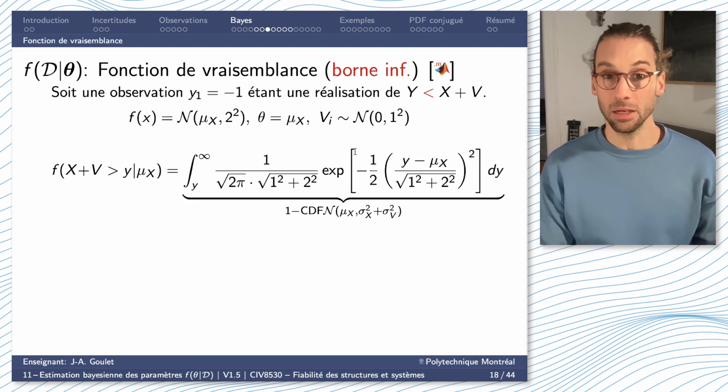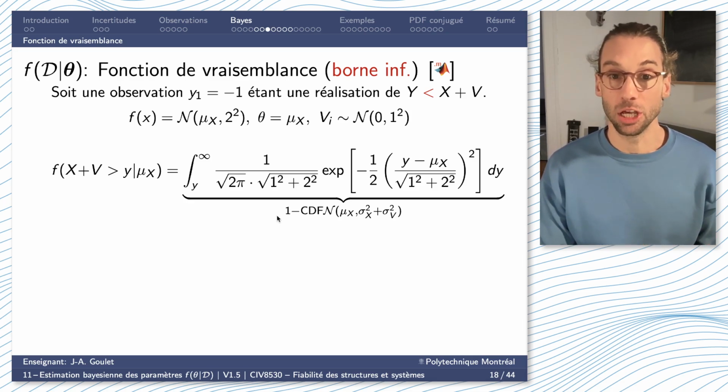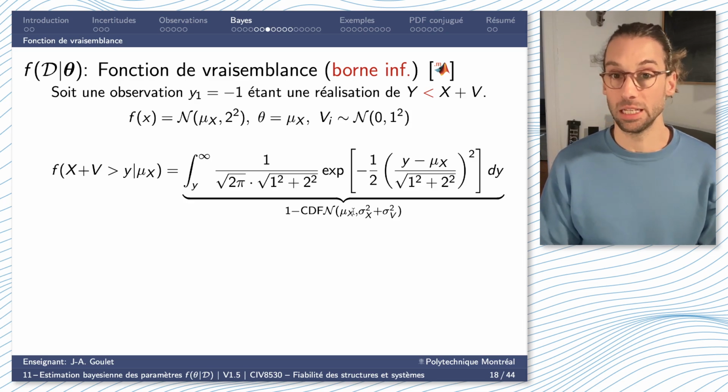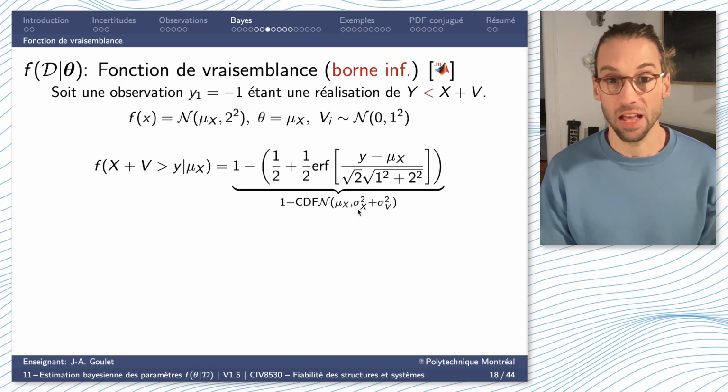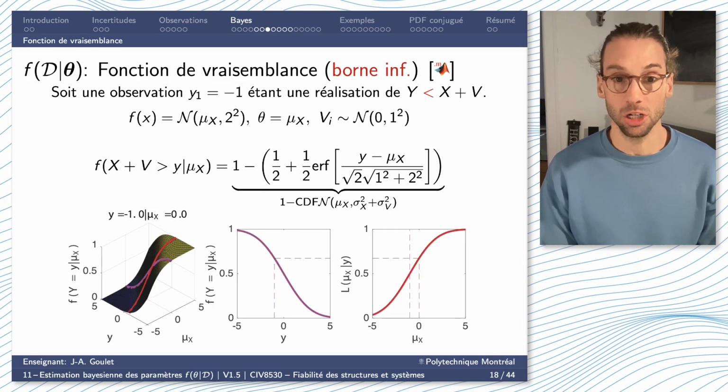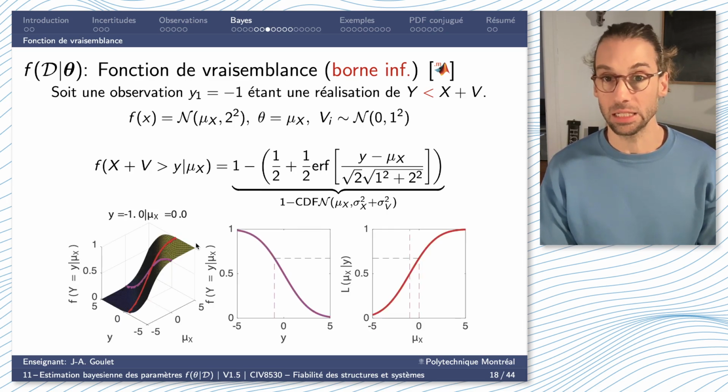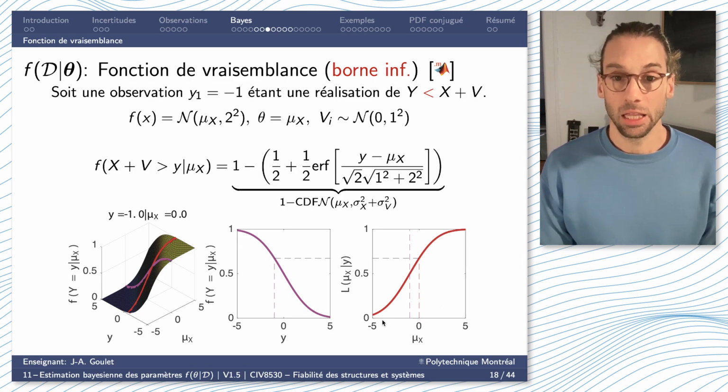Now my likelihood is characterized by the complement of the CDF. That complement of the CDF can be expressed here in terms of the error function. And if you plot it, it's going to look like this. For my observation y equal -1, this is what my likelihood would look like. Again, this doesn't integrate to 1, of course.